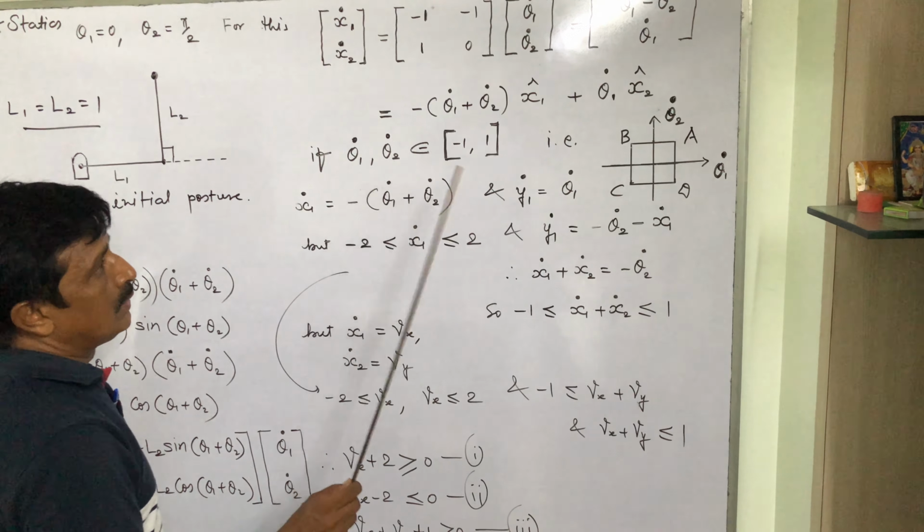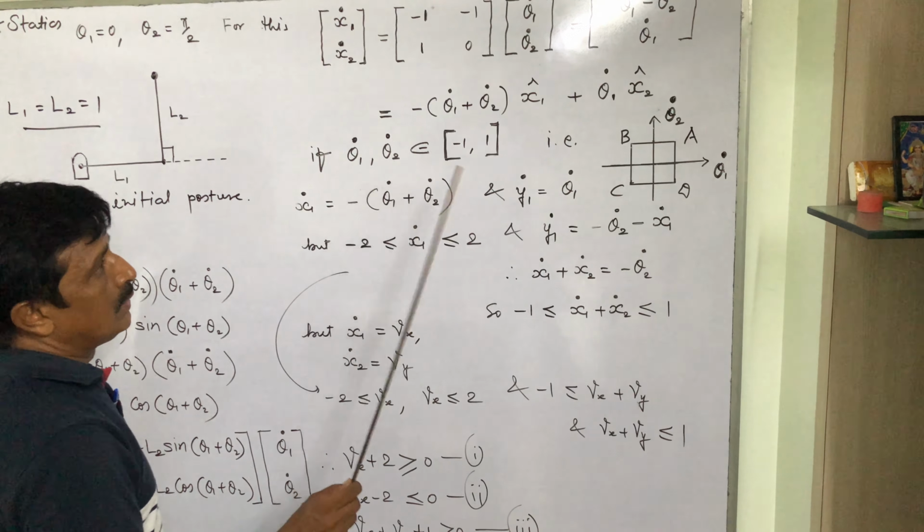The velocity space of the end effector gives the parallelogram. So any point inside the parallelogram as well as on the line gives the possible velocities, both direction and magnitude. So in this initial posture, the point can move in any direction. It is free. This point can move in any direction; there are infinite directions.